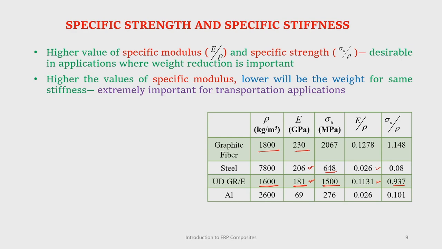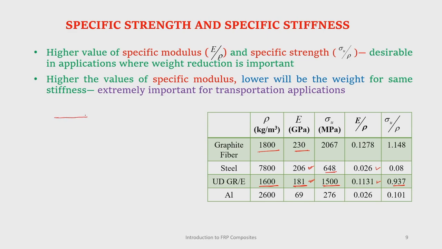Now, what does it mean? It translates to: the higher the value of specific modulus, the lower will be the weight for the same stiffness. That means suppose we have two components, one made of steel, another made of graphite epoxy. If we want the same stiffness in both of them, then the weight of the graphite epoxy will be almost 5 times less than that of the steel. Say, for example, we can take this example here.